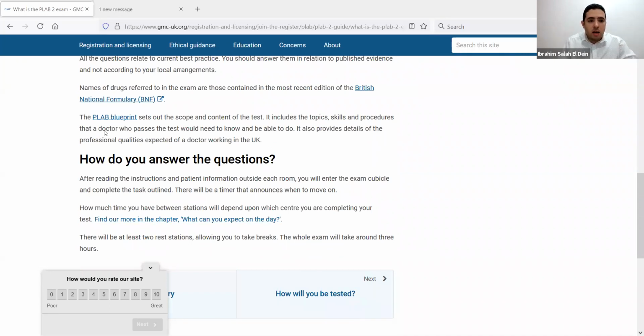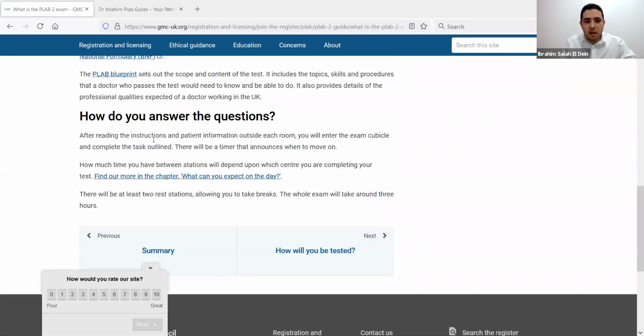Okay, so how do you answer the question? Before entering the cubicle, let me give you a quick recap about what will happen on the day of the exam itself. Mostly you will have 16 stations. Sometimes they may cancel some stations, but this will occur after your exam. So you will have 16 stations. You will have 1.5 minutes to read each station and 8 minutes to do the station.